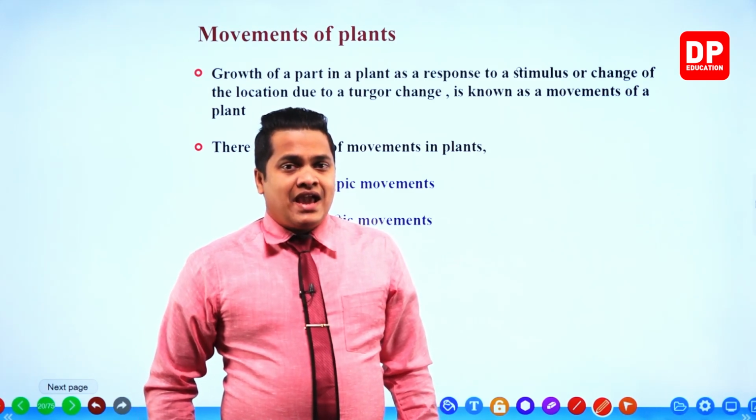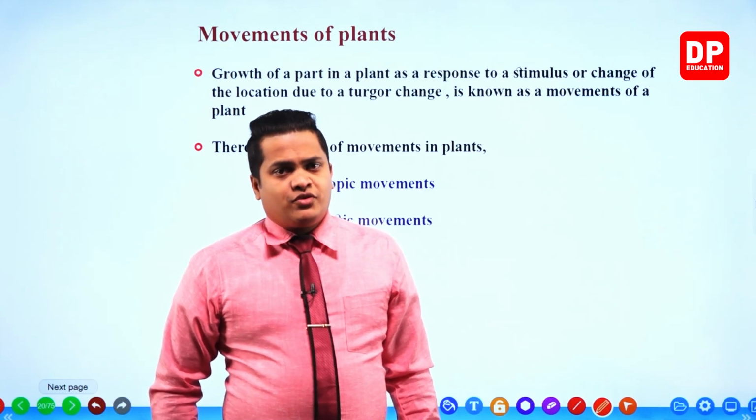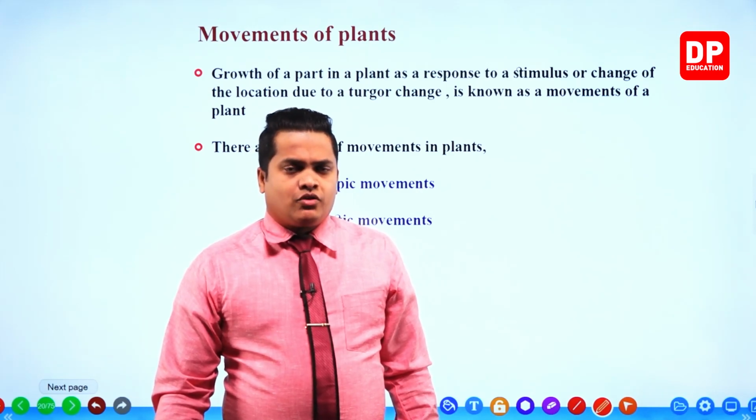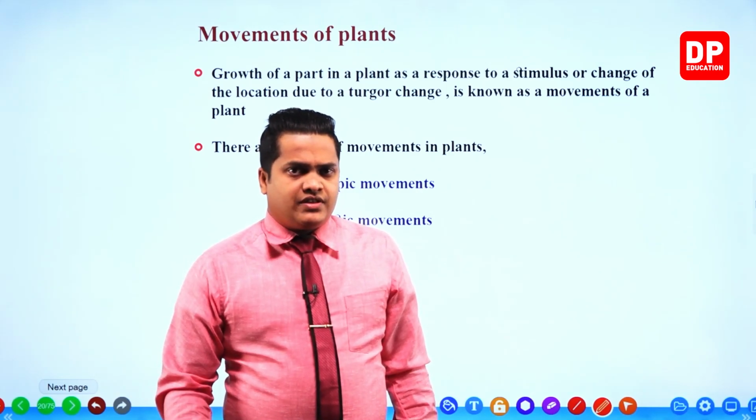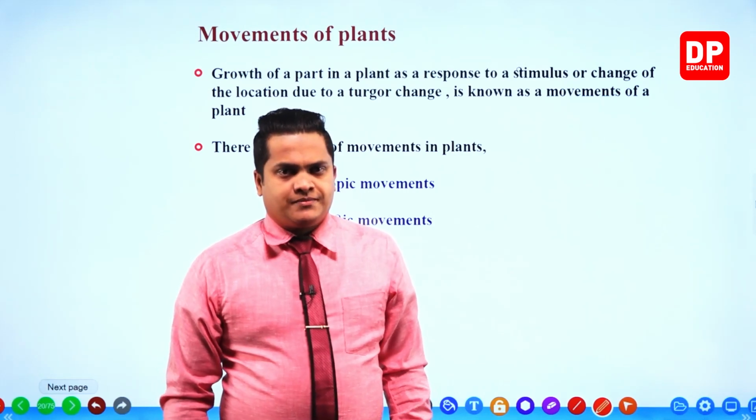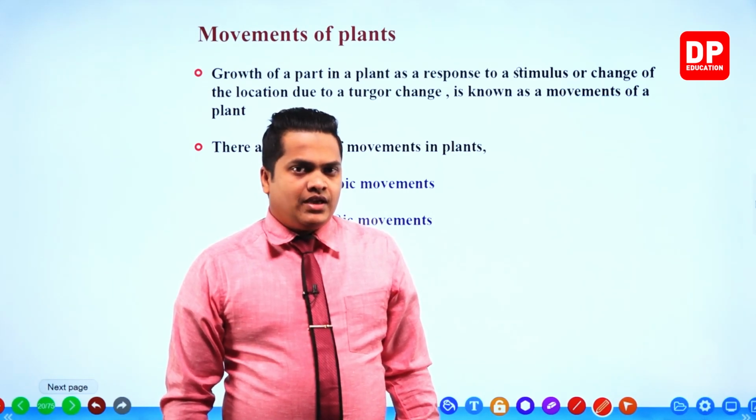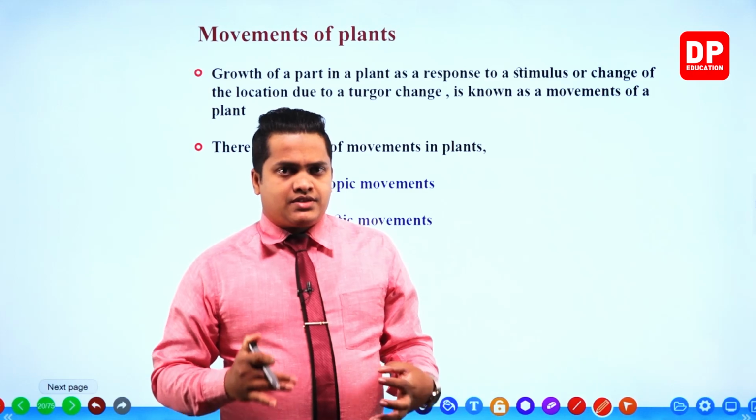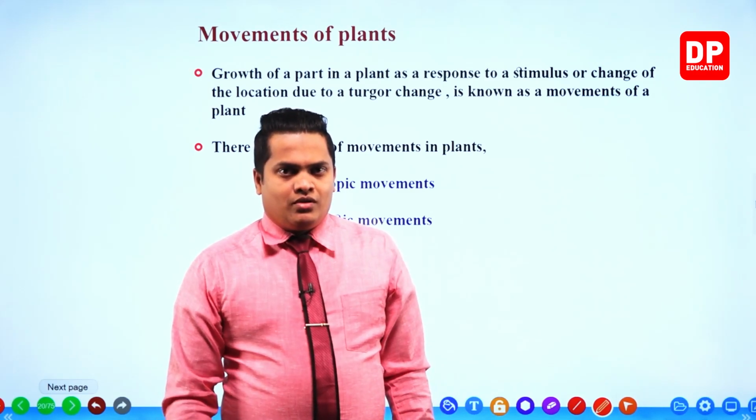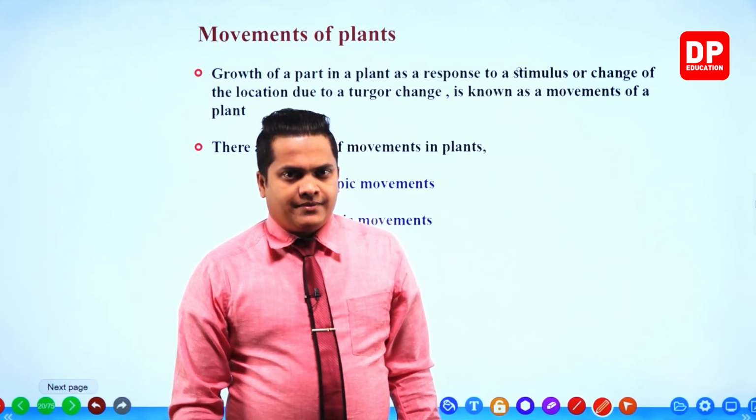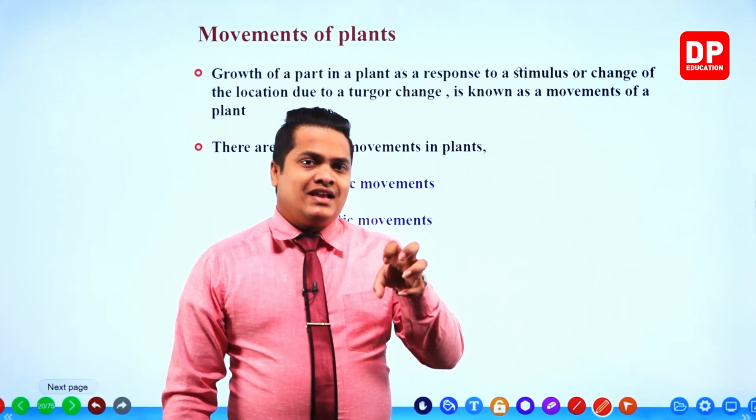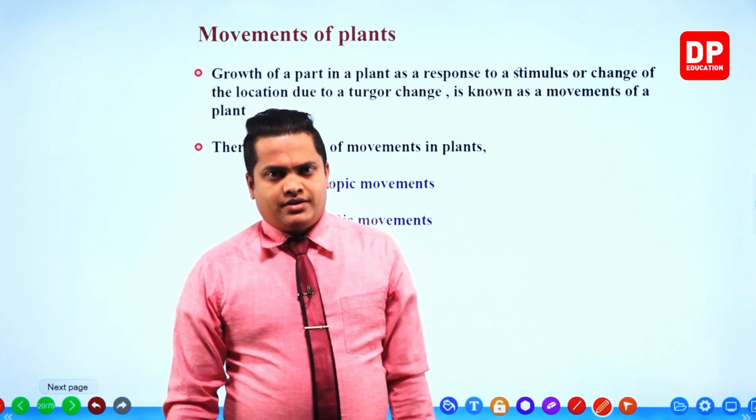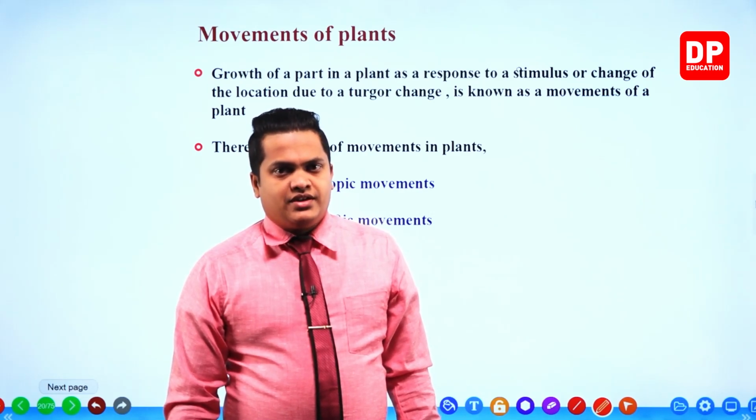So movements can happen because of two possible ways. One is because of a temperature change. According to the temperature change, the position of the leaves or whatever the organ is going to change. The second is according to a certain stimulus within the environment, a certain part is going to grow because of the action of growth substances mainly. So these are the two main types of movements that can be identified within the plant.